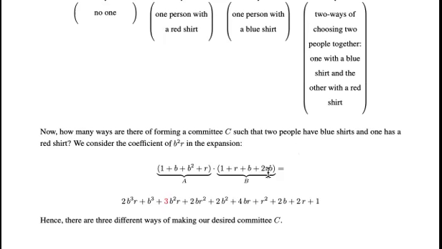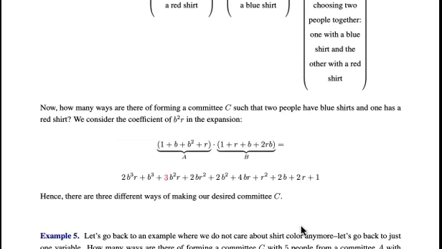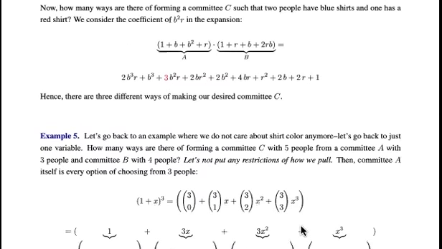So one committee could have these as its options. All right. So one way of doing one red, one way of doing one blue, two ways of doing red, blue, and so forth. So we can multiply these together, and we get that the coefficient is 3 right here. So there's 3 ways of forming that committee. So that's just another way of looking at it.